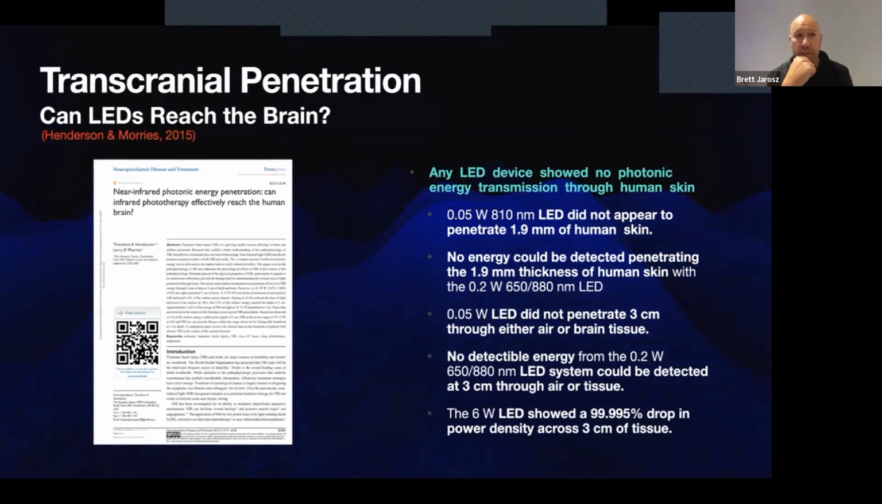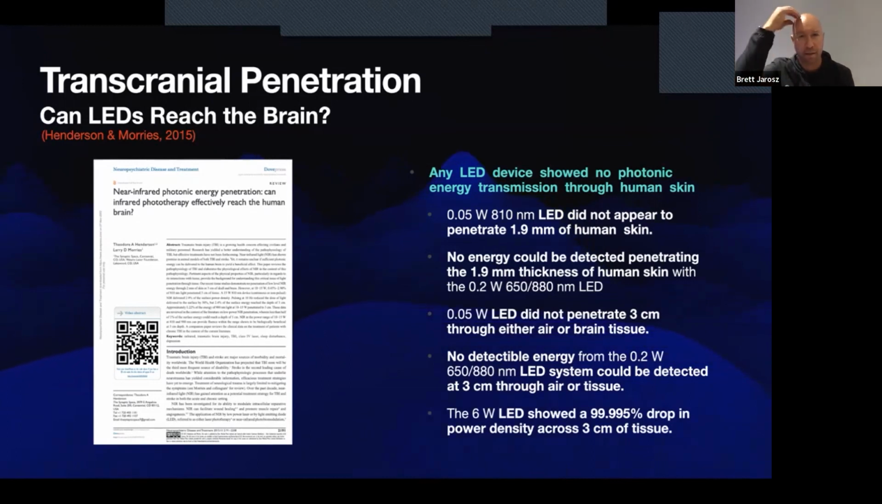But then let's look at this transcranial question: can LEDs reach the brain? So this study from 2015, which was a review study of a bunch of articles, any LED device showed no photonic energy transmission through human skin. That becomes interesting, right? But again, we know the argument, we know they work because of course, whatever light is being absorbed is having those photochemical effects, okay? But as it relates to penetrating, we want this to get into brain tissue as well. So you can see those different wattages of the different wavelengths there.